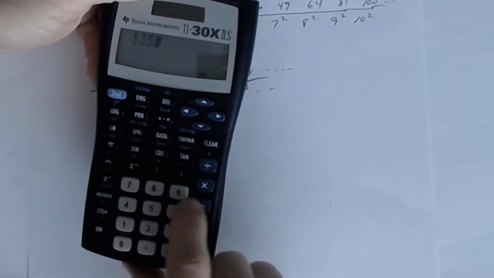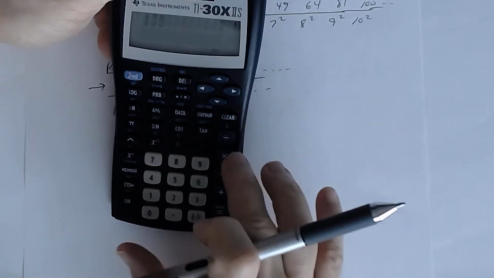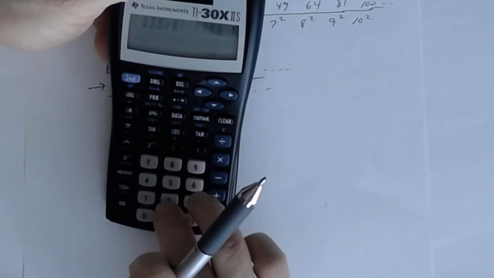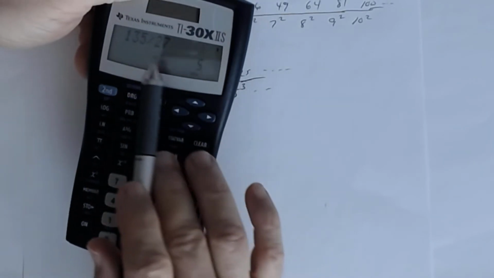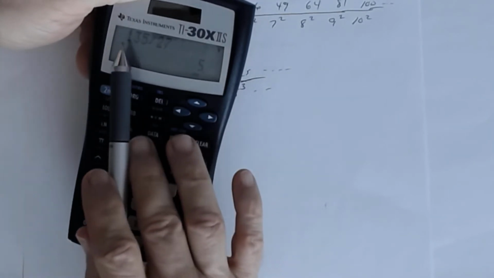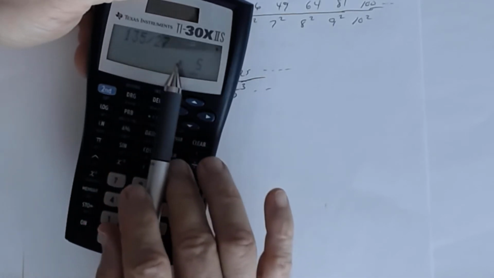Okay, let's do it again. 135 divided by 8 gives us that. So obviously that didn't work. Let's do 27. 135 divided by 27. Hey, there it works, right? 5. So the perfect cube that goes into 135 is 27.